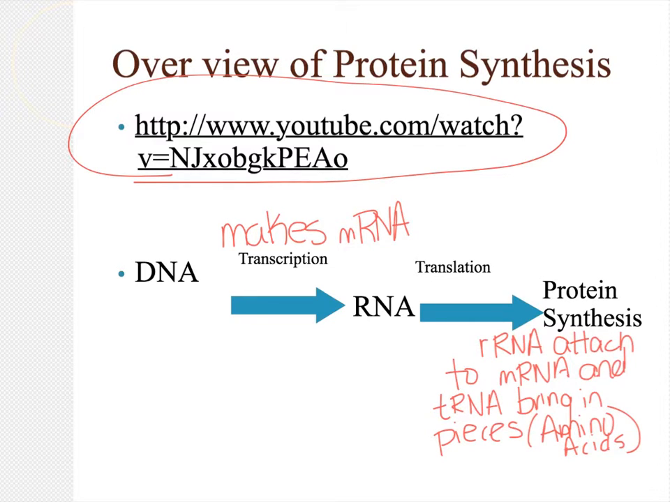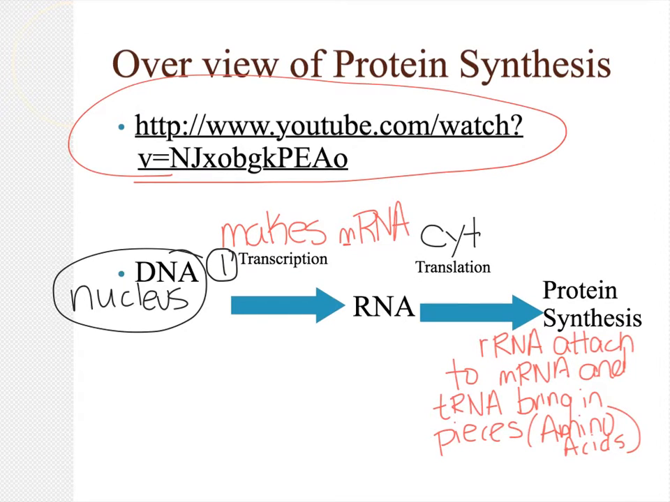So this is a basic overview of what protein synthesis is. We start with DNA, and it is stuck in the nucleus. It cannot leave the nucleus. And so we get the first step. Step number 1 is called transcription. Basically, the job of transcription is to make messenger RNA so that it can go out into the cytoplasm.